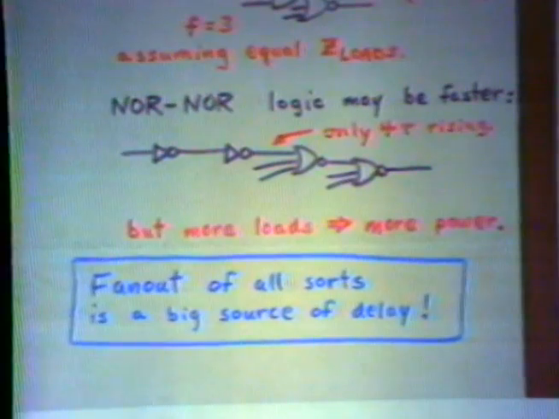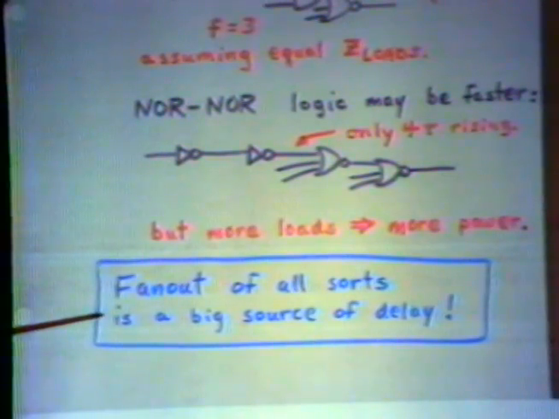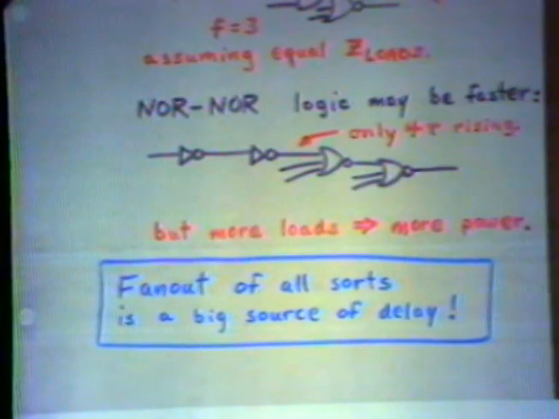But if you ever need a 10-input NAND gate, you better think carefully about how you implement it. The point here is that you've got to count fan-outs of all sorts. Fan-outs due to how many devices, how big the devices are, and also the strays. That's a big contribution to delay. It's usually the biggest factor in the delay formula, (k plus 1) f tau.